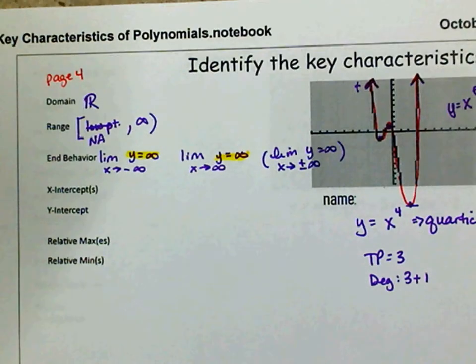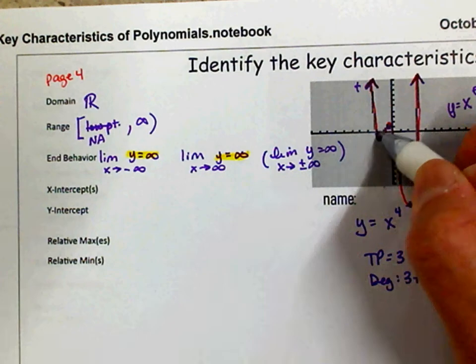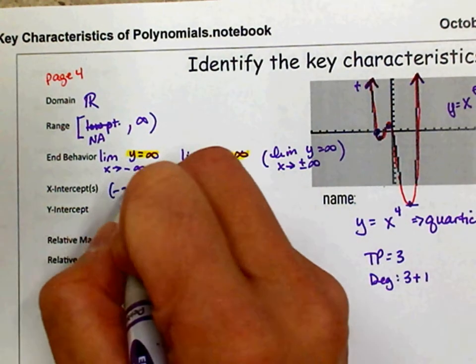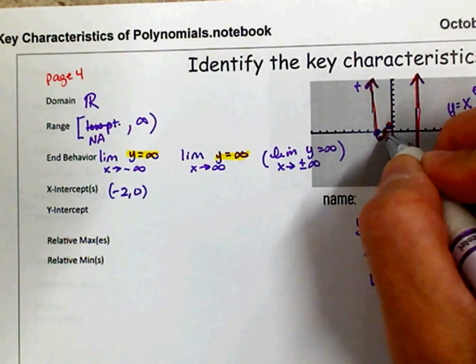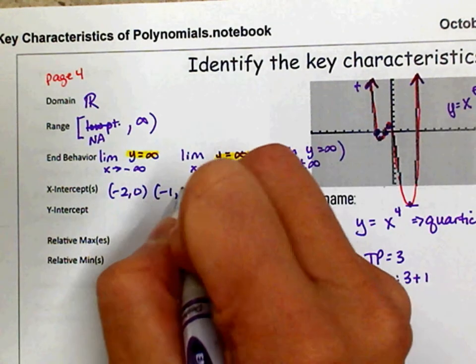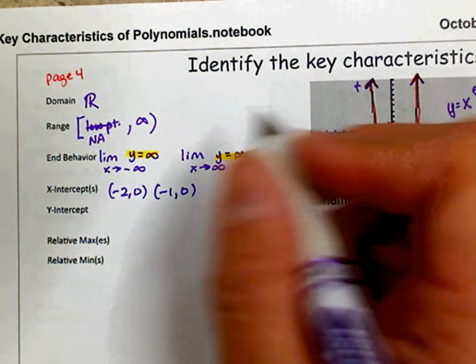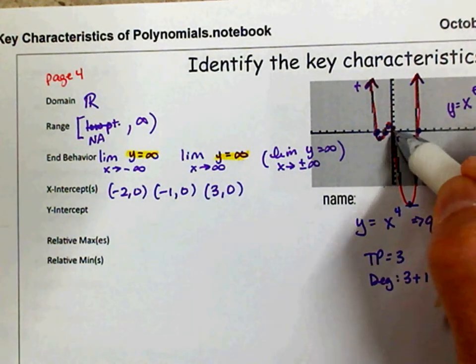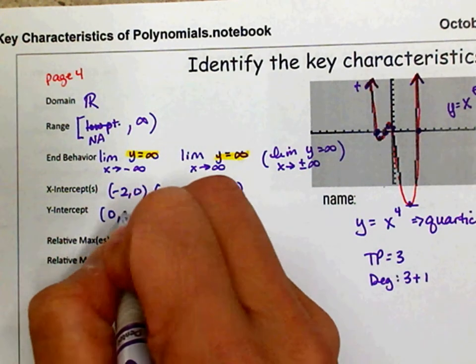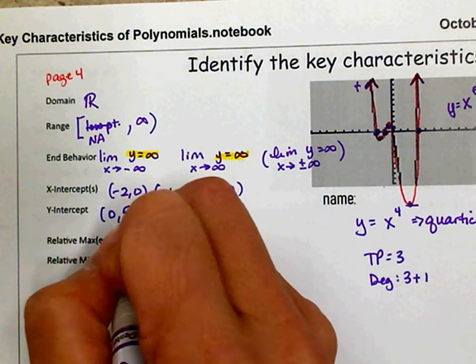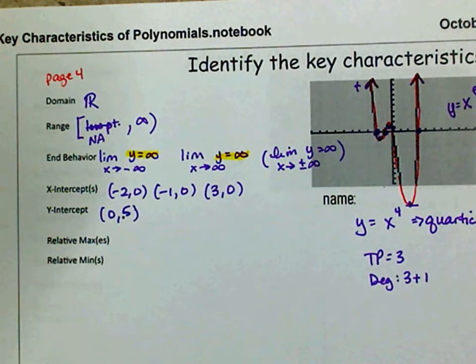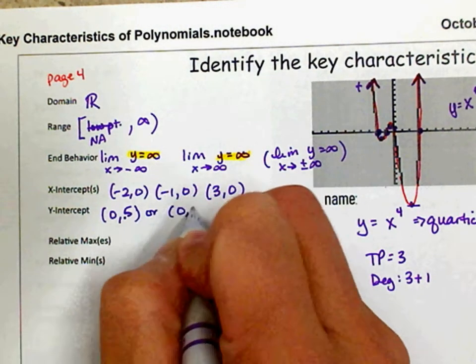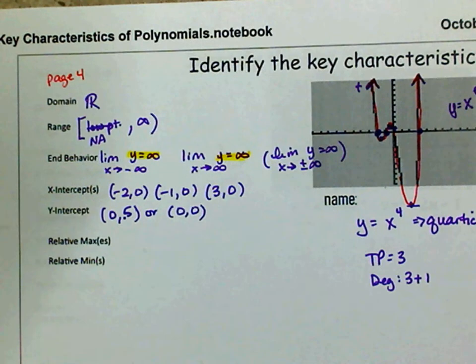All right, our x-intercepts, we're just going to eyeball it. Right there is negative 2, 0. Right there, negative 1, 0. And right over here, 3, 0. Y-intercept looks like it's right here, 0.5. There you go. We're going to call it 0.5. If I had an equation, you could tell it exactly. Okay, so we just know it's somewhere. It could be 0, 0. So, close enough. I would take credit for that. Let's call it 0, 0.